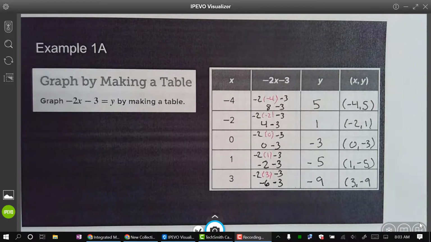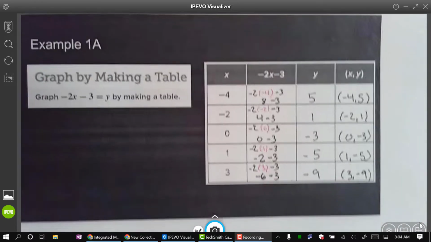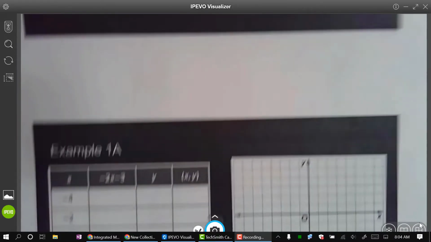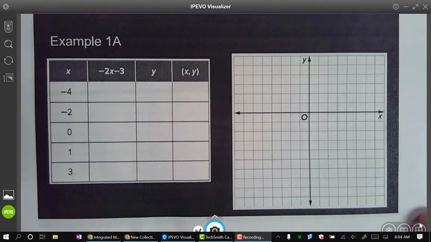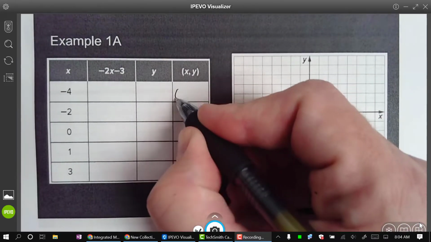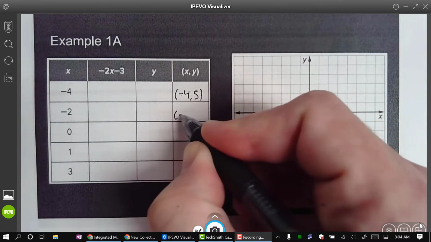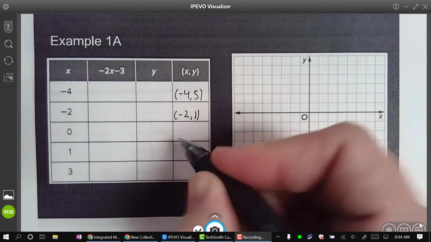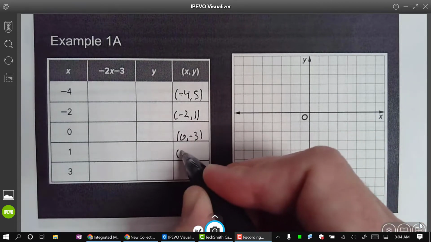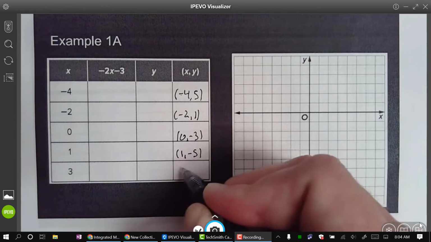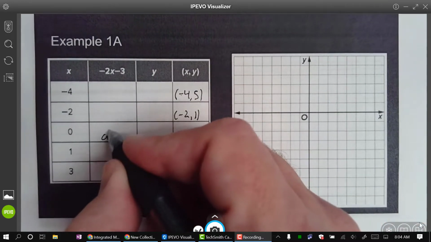So I have my points. What I'm going to do now is graph these points. So this is the same table that we saw from before. So let me copy down the points from above. So I have negative 4, 5. I have negative 2, 1. I have 0, negative 3. I have 1, negative 5. And then I have 3, negative 9. So this is above.